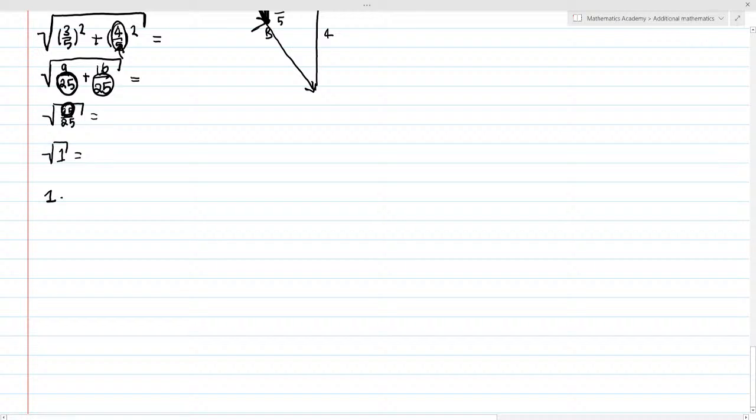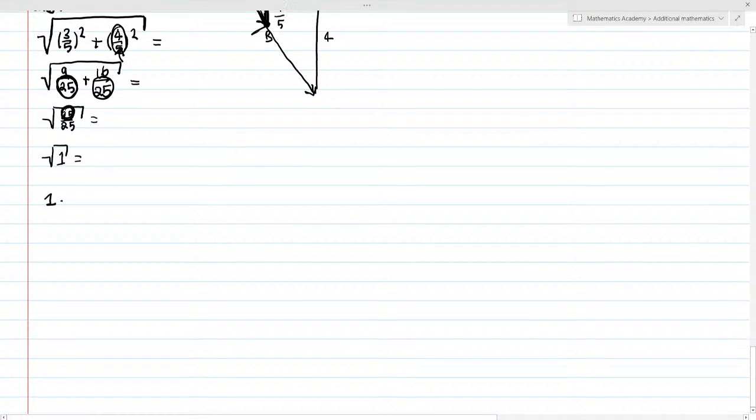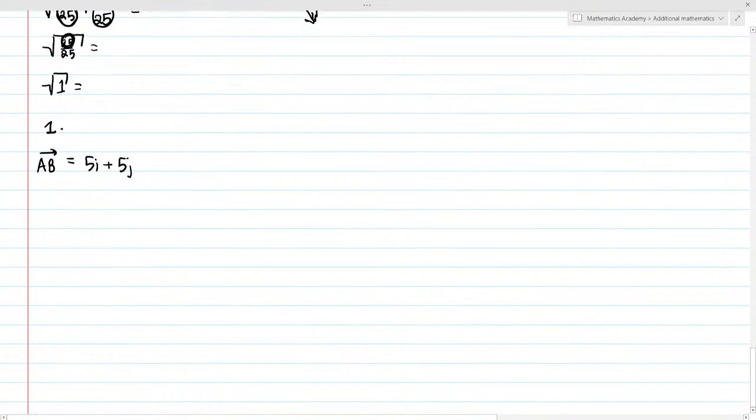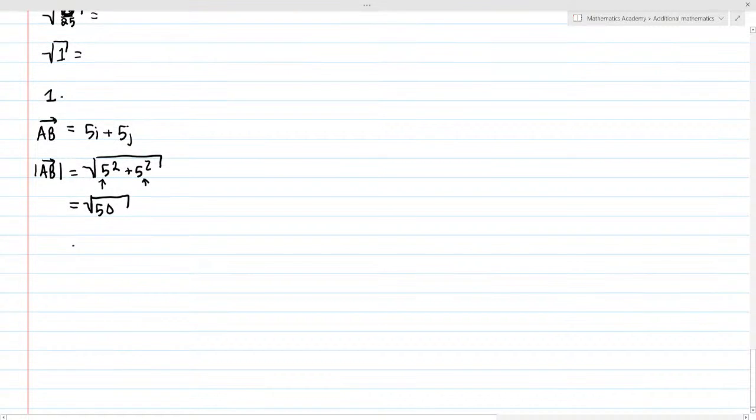And so let's think about a different situation. Suppose we had the vector AB as 5i plus 5j. Let's just consider this basic case. Well, what's the magnitude in that case? The magnitude would be the square root of 5 squared plus 5 squared, right? We take the square root of x squared plus y squared. Well, that's just the square root of 50, right? We can work through this. This is 25 over here. This is 25 over here. That gives us 50. Okay, that's fine.